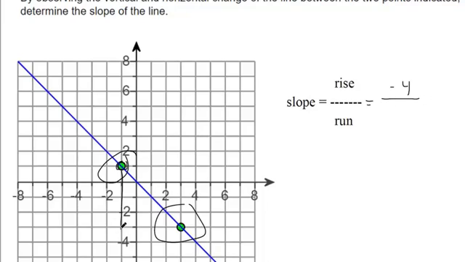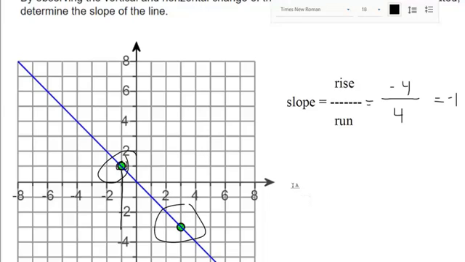Now to find out my run, I go to the right 1, 2, 3, 4. Going to the right is a positive direction. So that's a +4. So there's our slope, -1. So going to the left is a negative direction because you're going towards the negatives when you go to the left. Going to the right is positive because you keep going further and further into positive numbers. Going up is a positive direction because you're going towards positive numbers. Going down is a negative direction. So just keep those 4 things in mind when you count out a slope.